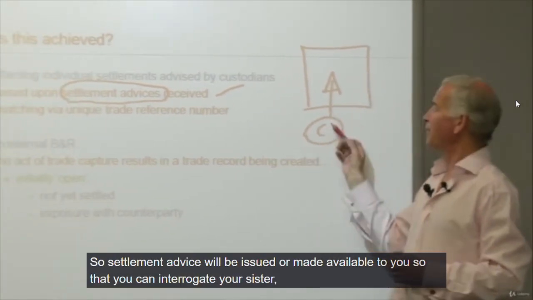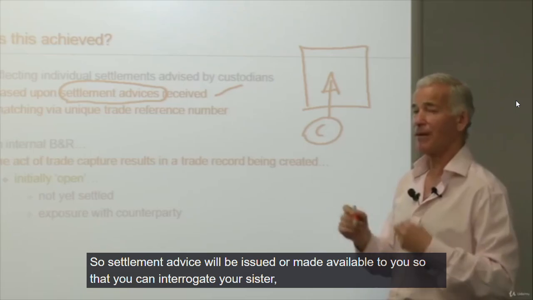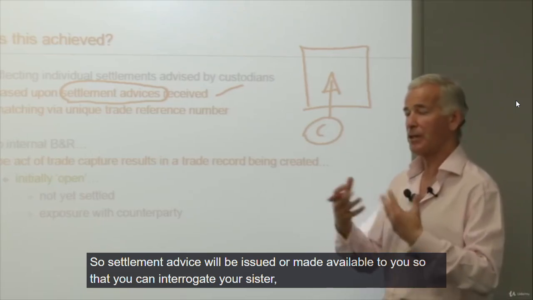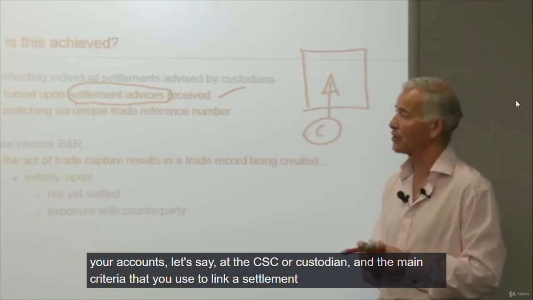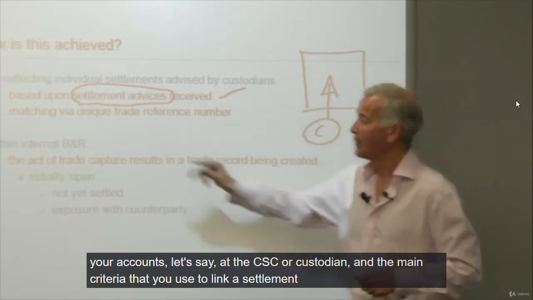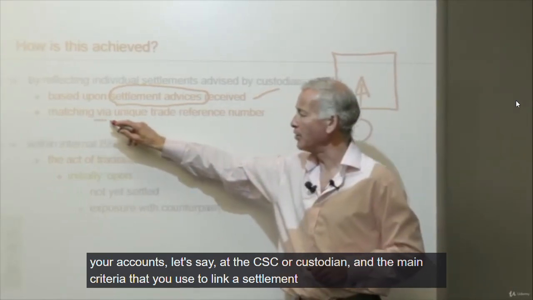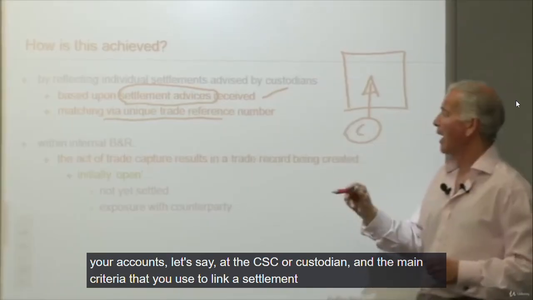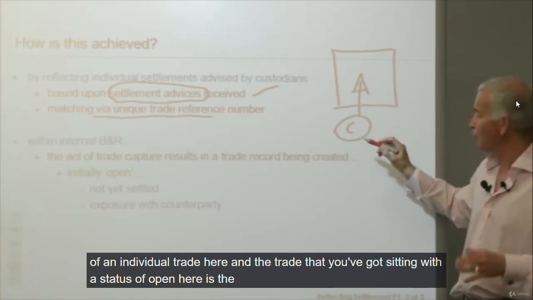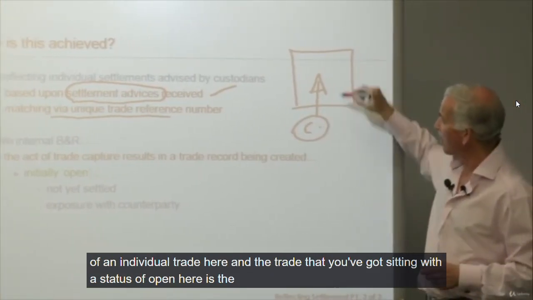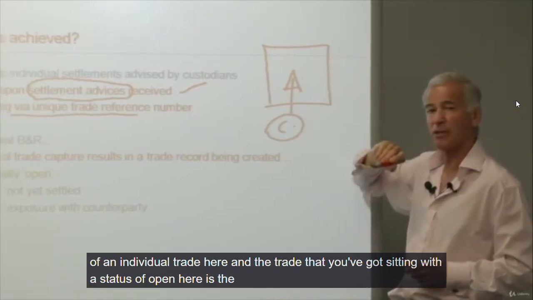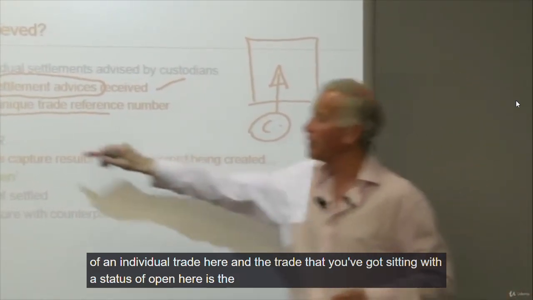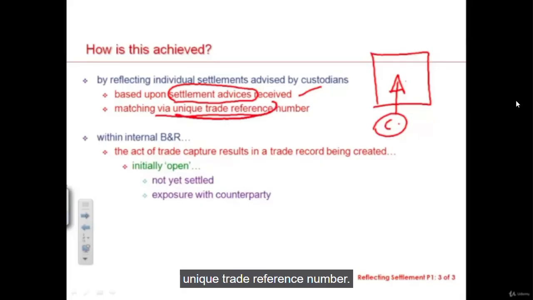So a settlement advice will be issued or made available to you so that you can interrogate your accounts, let's say, at the CSD or custodian. And the main criteria used to link a settlement of an individual trade to the trade that you've got sitting with a status of open is the unique trade reference number.